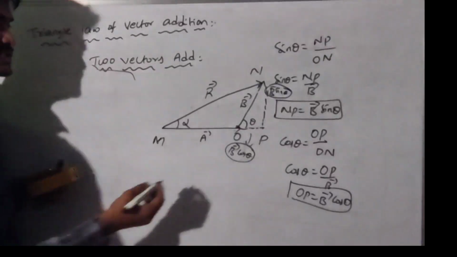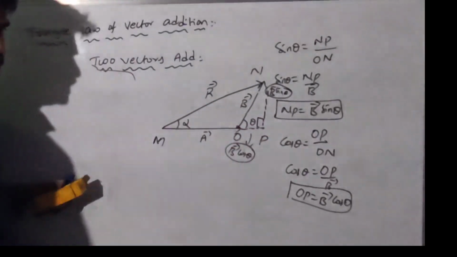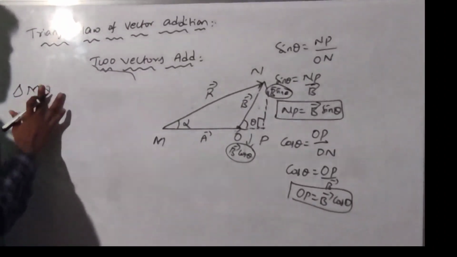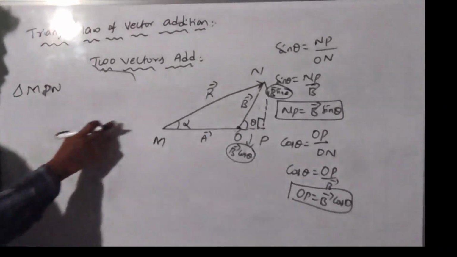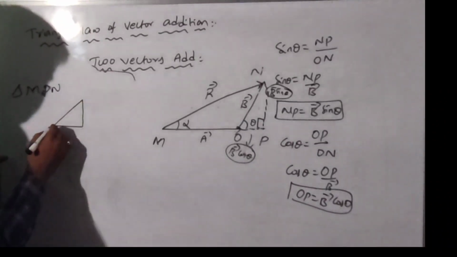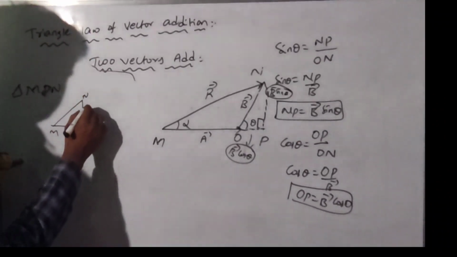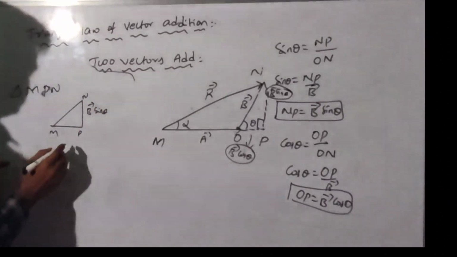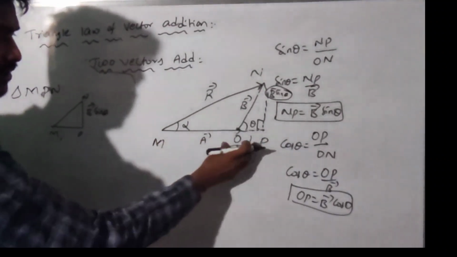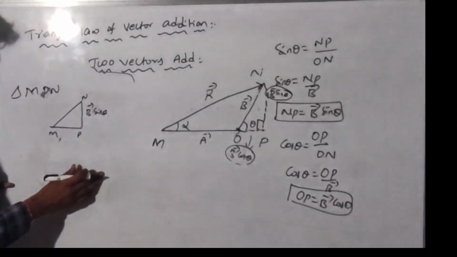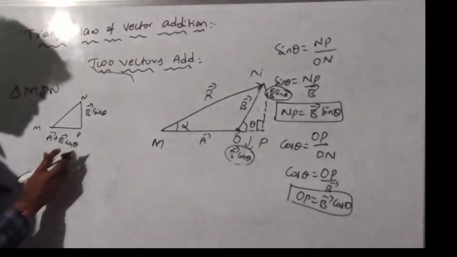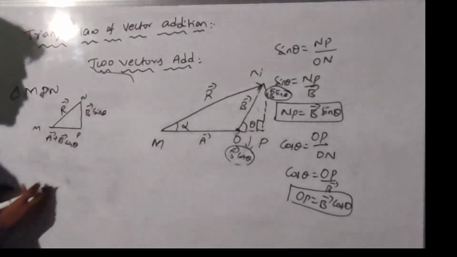Already we have an idea: this is the perpendicular we are taking here. Now we can take triangle MPN. We can draw the triangle to understand easily. This is the MPN triangle. This side is B bar sin theta. This is B. The total length is not A plus B bar sin theta, but A bar plus B bar cos theta. This is the resultant R bar.